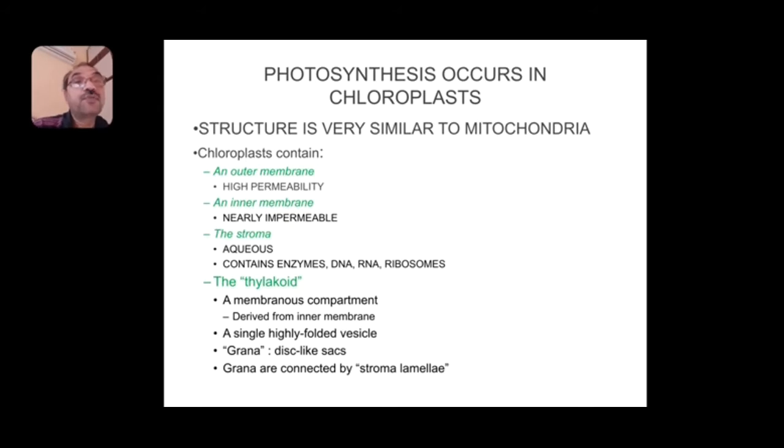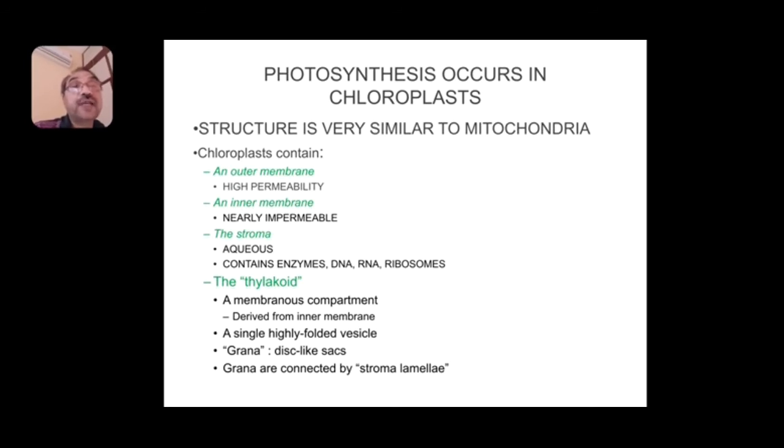Photosynthesis occurs in the chloroplast. When we look at the structure of the chloroplast, it is almost similar to the mitochondria. The chloroplast contains an outer membrane which is permeable and an inner membrane almost impermeable to many things. The stroma contains an aqueous part with some enzymes, DNA, RNA, and ribosomes. Because it contains DNA, it is a semi-autonomous body like the mitochondria.